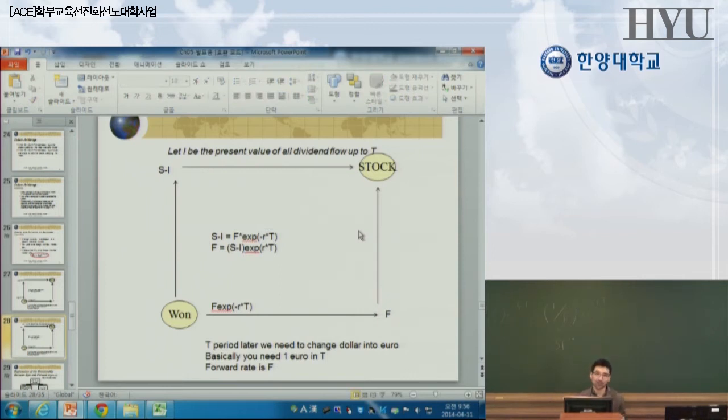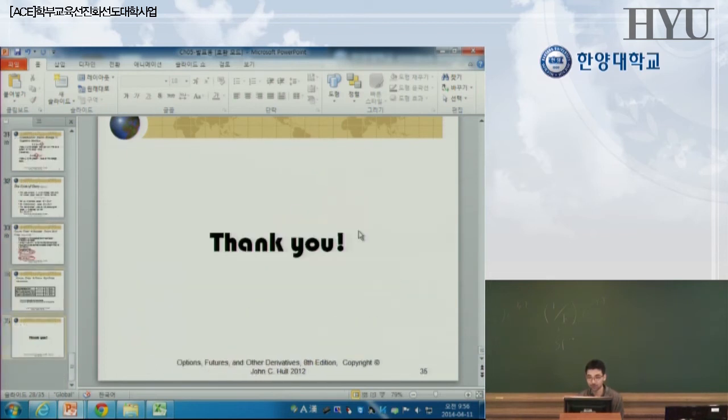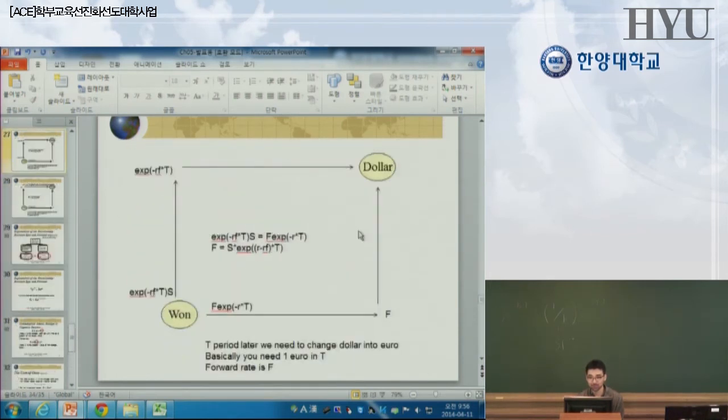So this is how we compute the forward price. Any questions? Once you understand this logic, you will never be confused unless you get confused by terminology. No question? I think this is the important part.